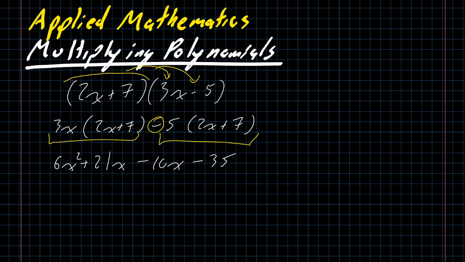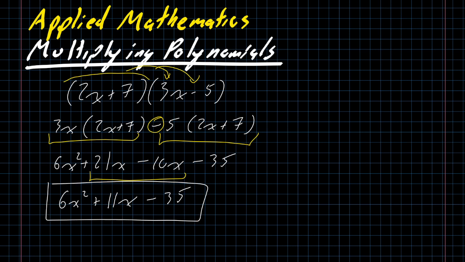Then we have a couple of like terms that can be combined. The 6x squared in front stays a 6x squared in front. Then we have positive 21x and negative 10x, which all told is positive 11x. And then we have our minus 35. All right, so it is the distributive property, followed by the distributive property twice more. There's technically nothing new here.